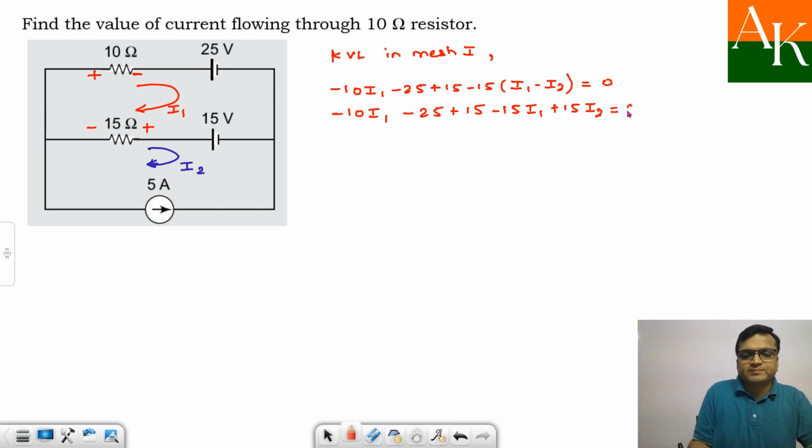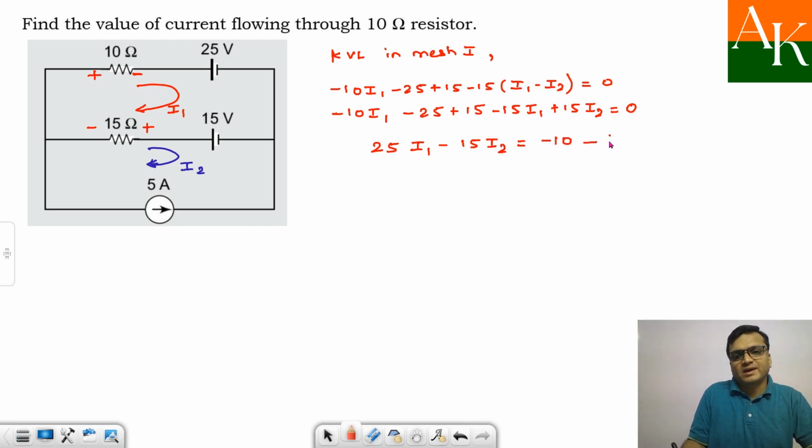equal to 0. Now we'll arrange the terms in such a manner that the coefficient of I1 turns out to be positive. So this leads to 25 times I1 minus 15 times I2 is equal to minus 10. Okay, and this is my equation number 1.